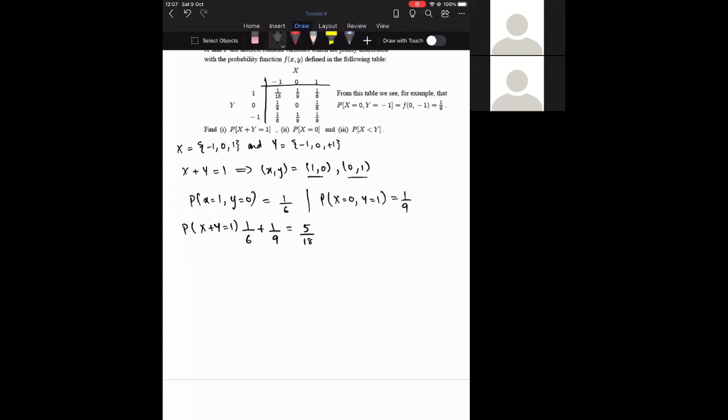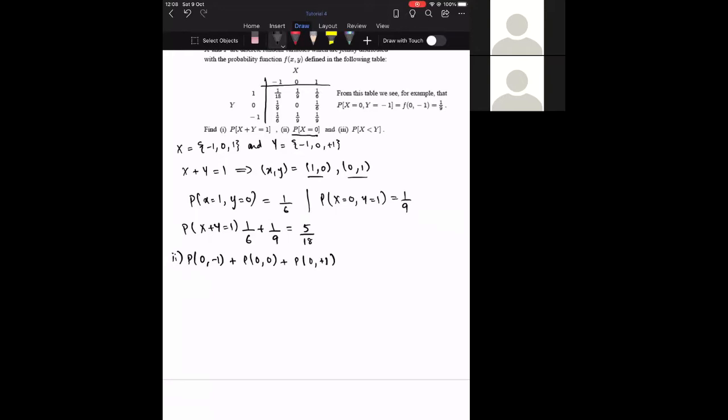For the second part, they ask us to calculate the probability that x is equal to 0. So basically, you can see that this term does not include y. So we will not cater for the values of y. We want all of the possible values of y in which x is also equal to 0. So for part 2, we will want to calculate the probability that x is 0, y is -1, plus the probability x is 0, y is 0. Finally, x is 0, y is +1.